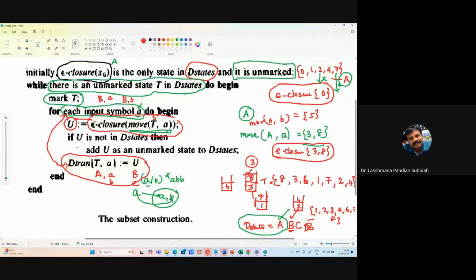Then the next unmarked state is C. You take that C. From C, you have to find out all transitions. And from D, you have to find out all transitions. You are having one more state E coming now. Then from that E also, you have to find out all transitions. And there is no further state, so you can stop the process. So that is the subset construction. Clear?